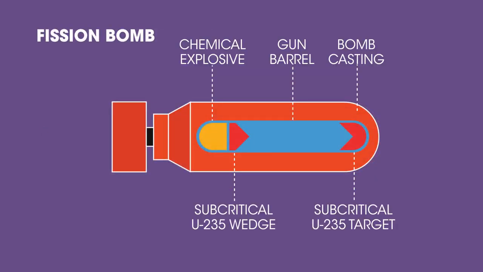In a fission bomb, 2 subcritical masses of uranium or plutonium are quickly pushed together using conventional high explosives, which results in an uncontrolled chain reaction with an almost instant release of huge amounts of energy as heat, light, and gamma rays.